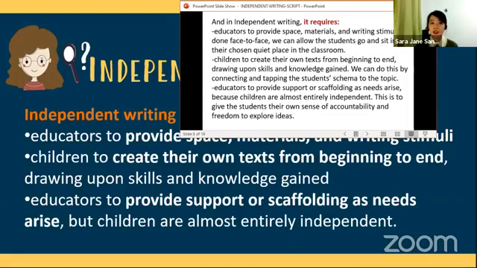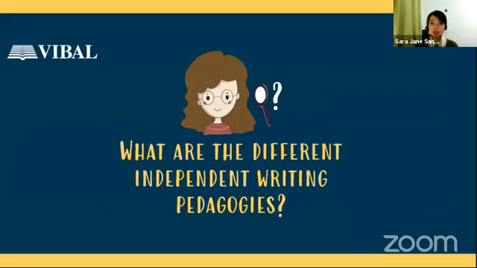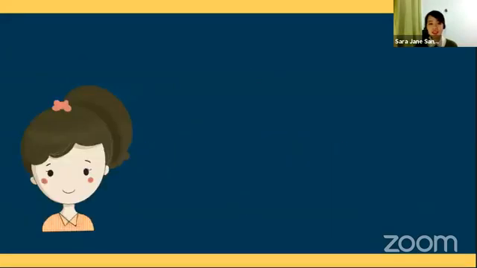And lastly, another requirement is educators should provide support or scaffolding as needed, as need arises. Because children, hence the term independent writing, are almost entirely independent. So this is to give them the sense of accountability, freedom to choose and explore their ideas. But of course, how can we concretely do this? How do we implement independent writing? And the question here is, what are the different independent writing pedagogies?